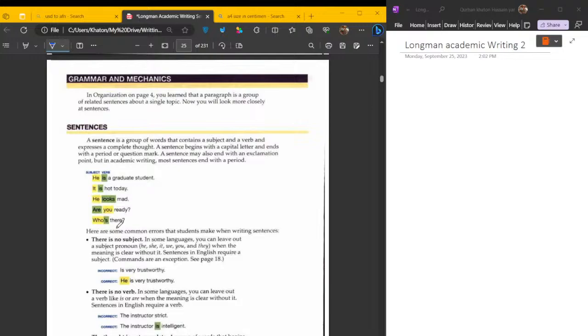Okay, so sentences. A sentence is a group of words that contains a subject and a verb and expresses a complete thought. A sentence begins with a capital letter and ends with a period or a question mark. A sentence may also end with an exclamation point, but in academic writing, most sentences end with a period.